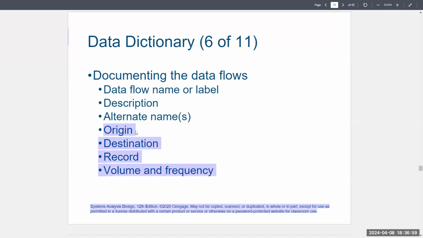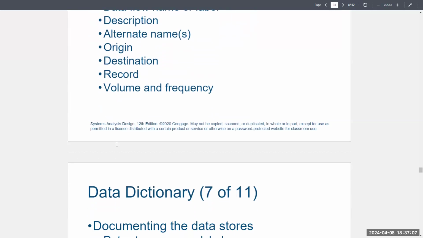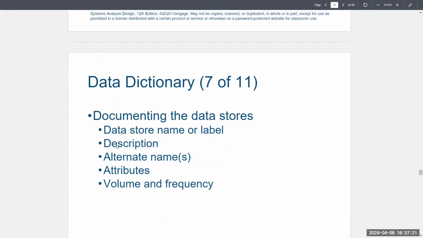Alternate names, origin, we talked about that, what is the origin, what is the destination, where is it going to? Volume, frequency, how often is this information updated? And what's the volume? How many records are we creating in that table, right? That will be helpful when it comes to data design, making sure our data model is optimal so that the system can perform in a very optimal way.